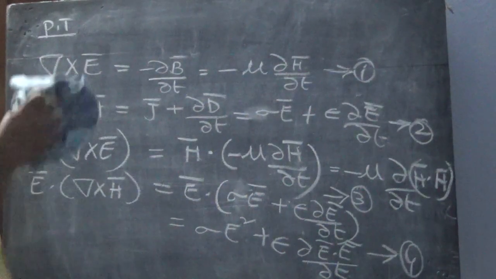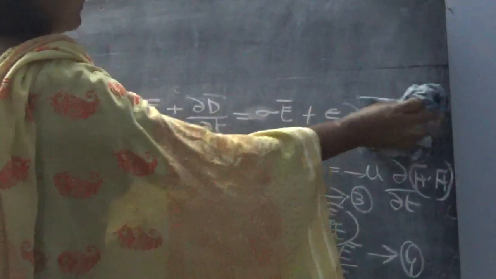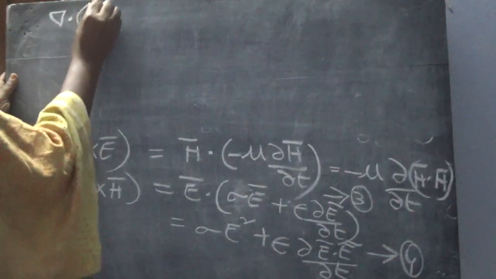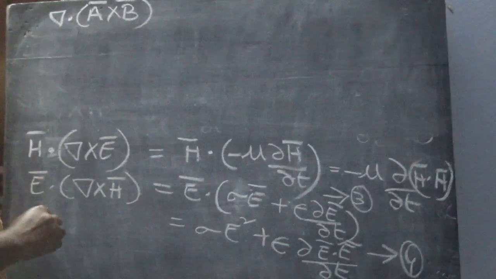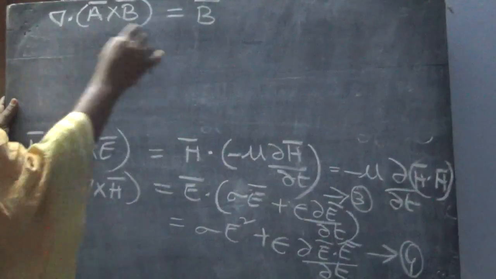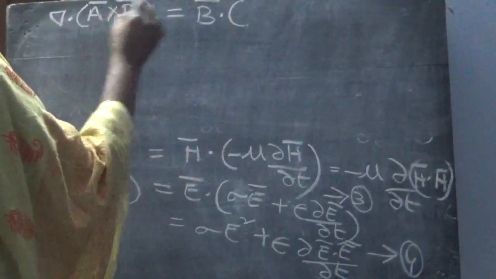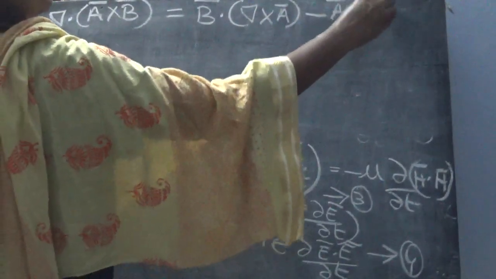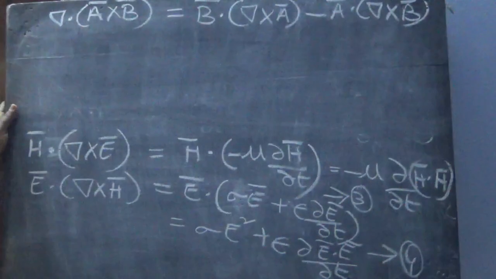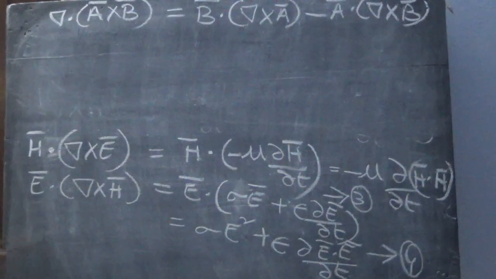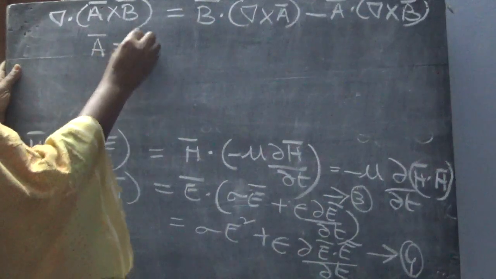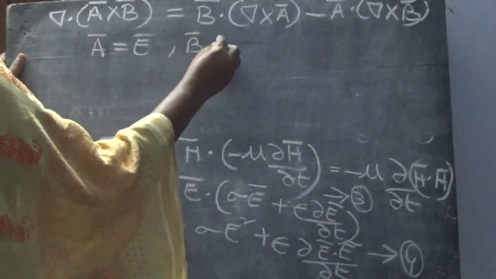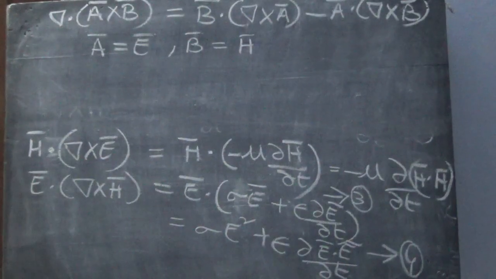Now I will consider an identity. I will consider a vector identity such that del dot A bar cross B bar will be equal to B bar dot del cross A bar minus A bar dot del cross B bar. So now I will consider E bar in place of A bar, and instead of B bar I will consider H bar.